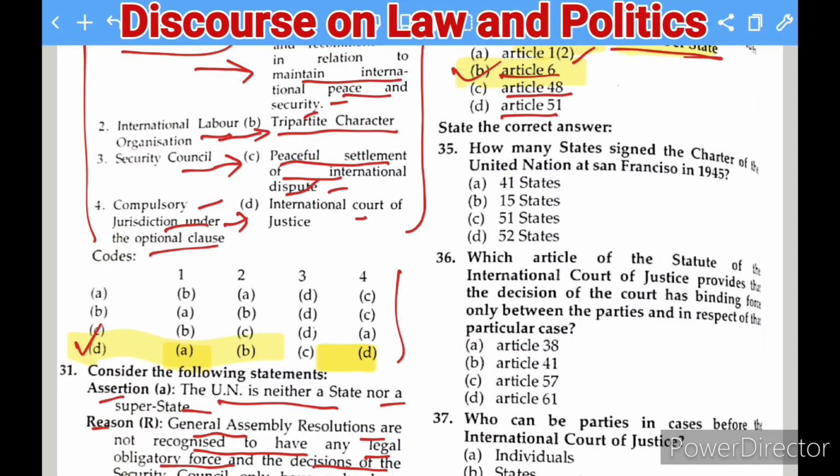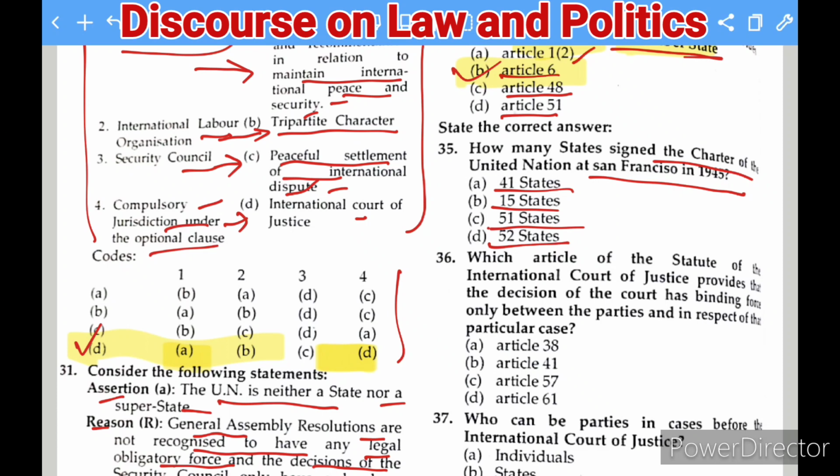How many states signed the Charter of the United Nations at San Francisco in 1945? This is a very classic and evergreen question. The options given here: 41 states, 15 states, 51 states, 52 states. So just give your answer here. I am waiting for your response.